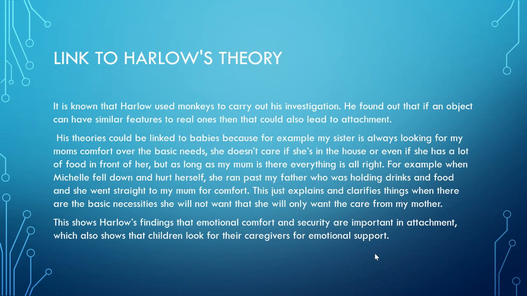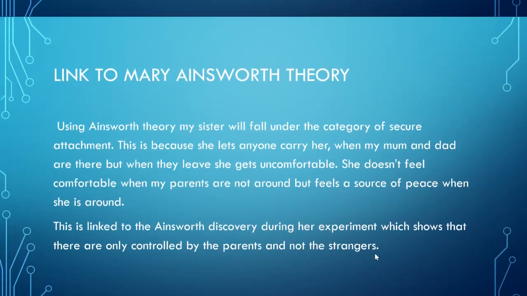For example, when Michelle fell down and hurt herself, she ran past my father who was holding drinks and food and went straight to my mom for comfort. This explains that even with basic necessities, she would not want that. She would just want her mother. This shows Harlow's findings that emotional comfort and security are important in attachment, which also shows that children look to their caregivers for emotional support.